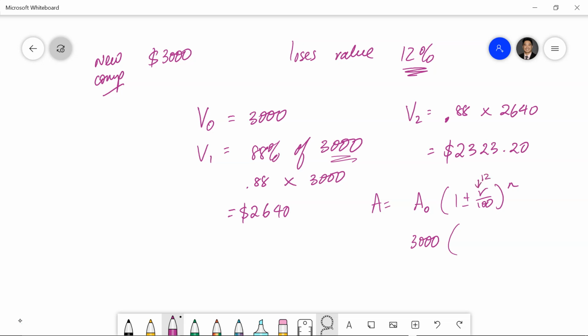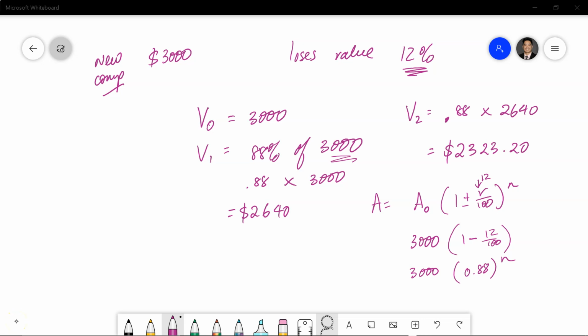If r is 12%, then 1 minus 12% is actually 0.88. And then n is going to be the number of years. So what you can do is just put that as your formula, going back to compound interest and applying the same rules.